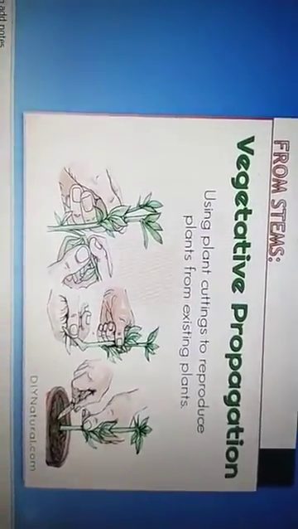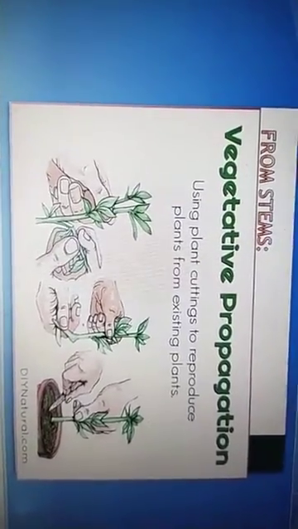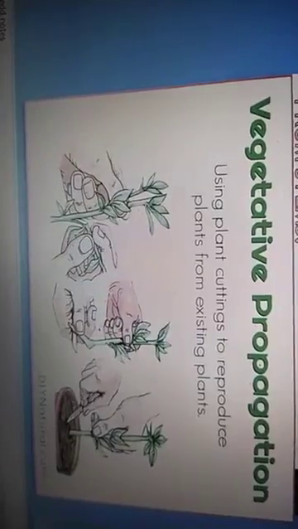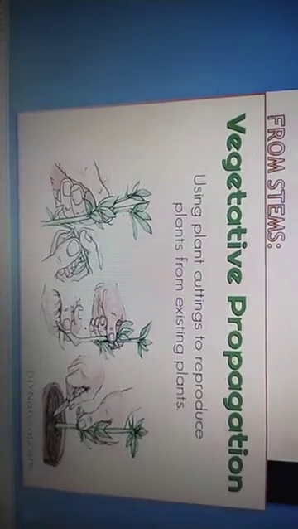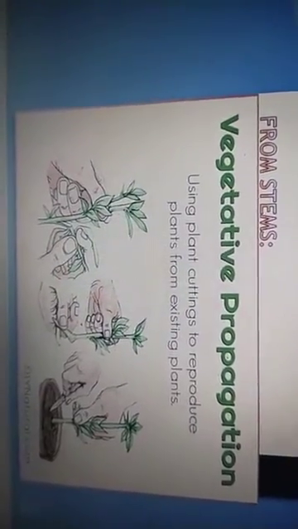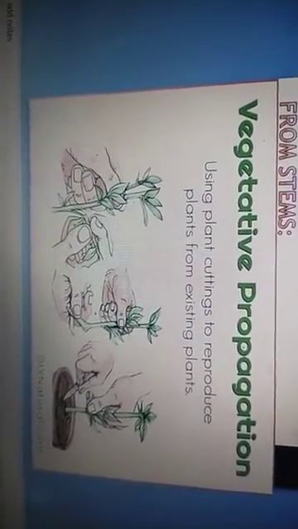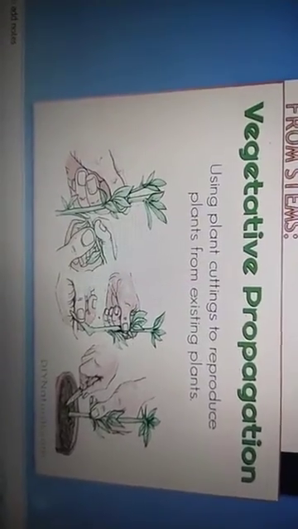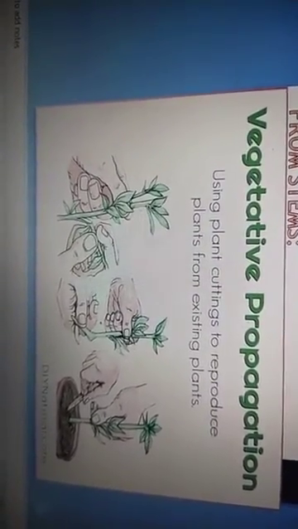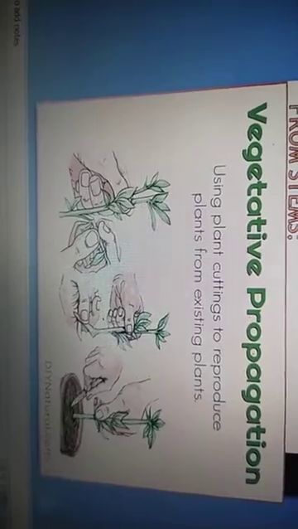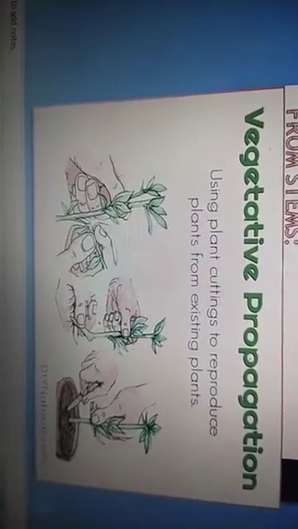Now let us learn vegetative propagation from stems. Vegetative propagation means using plant cuttings to reproduce plants from existing plants. In this case, a small part of a plant is cut down and is put on soil to grow a new plant.